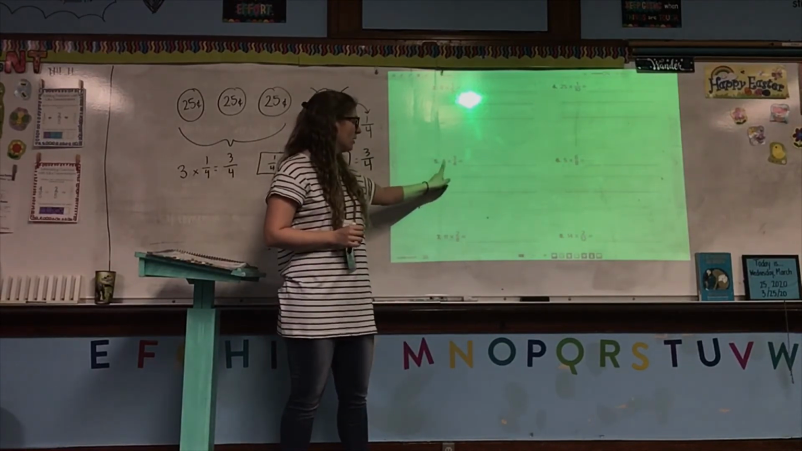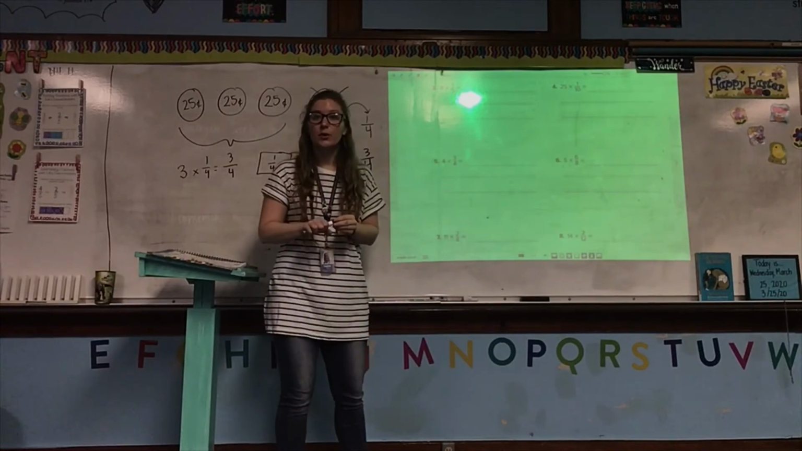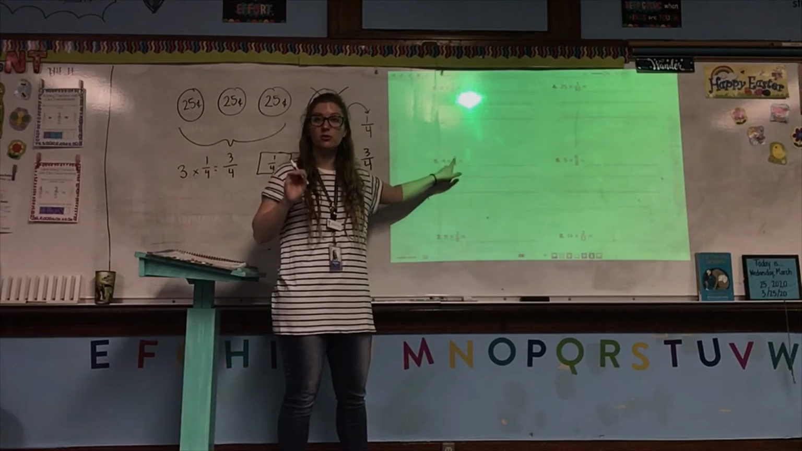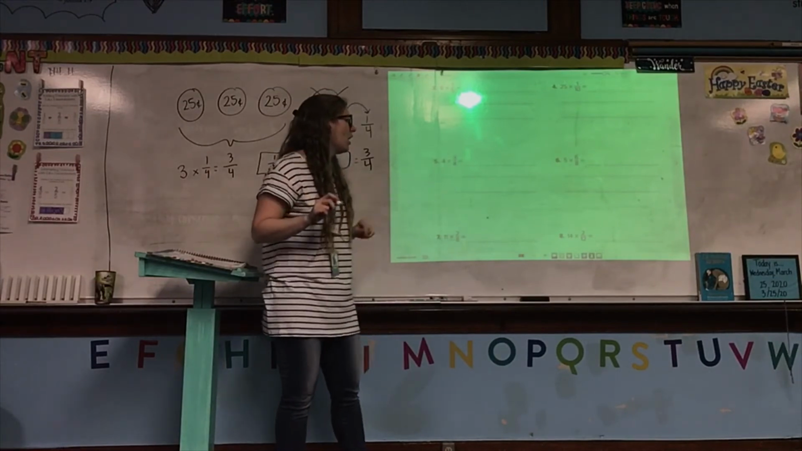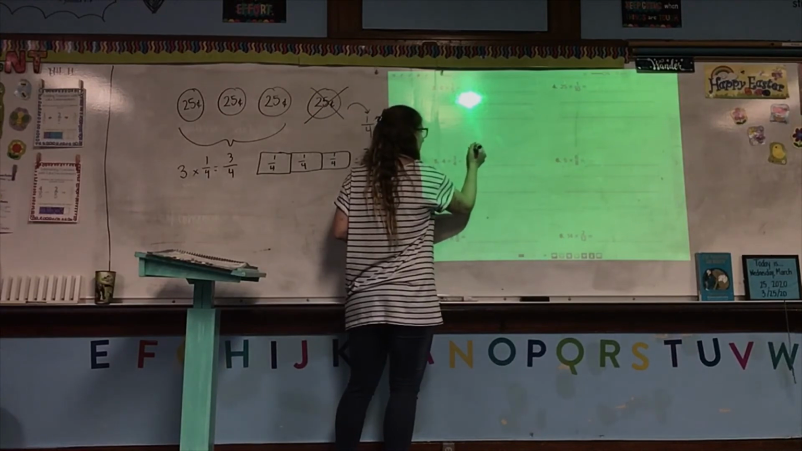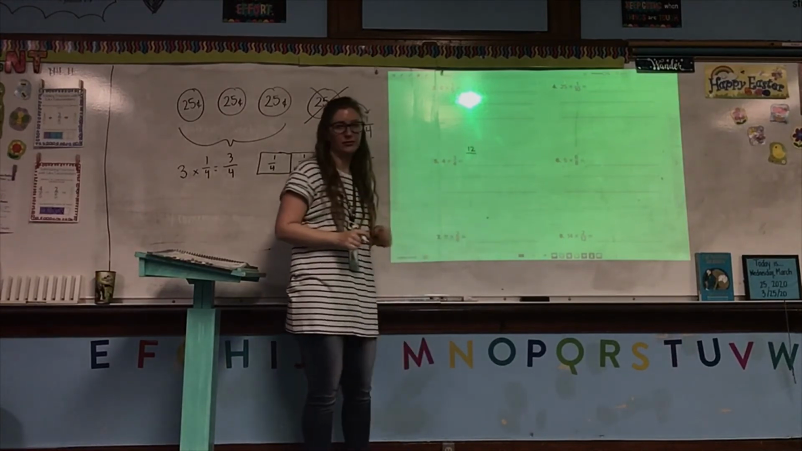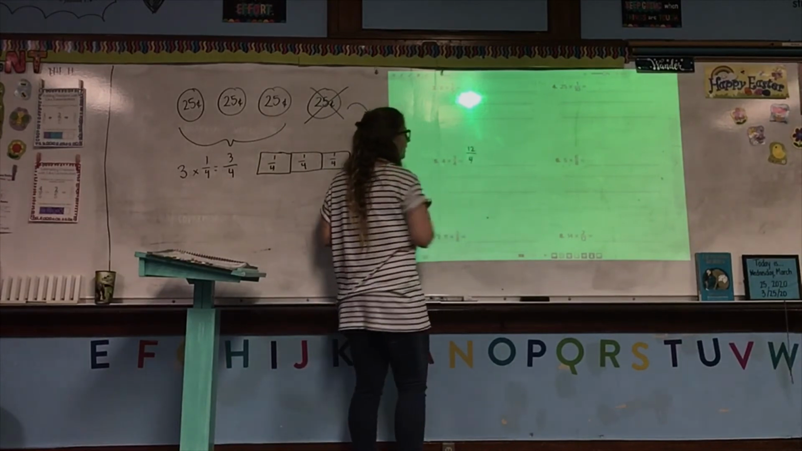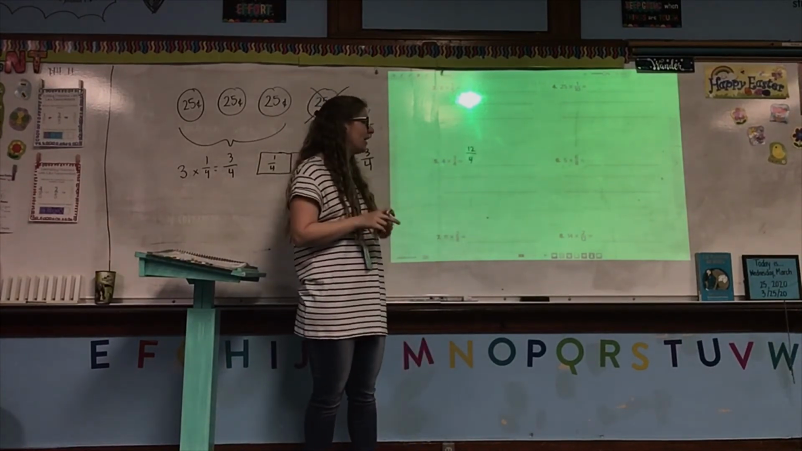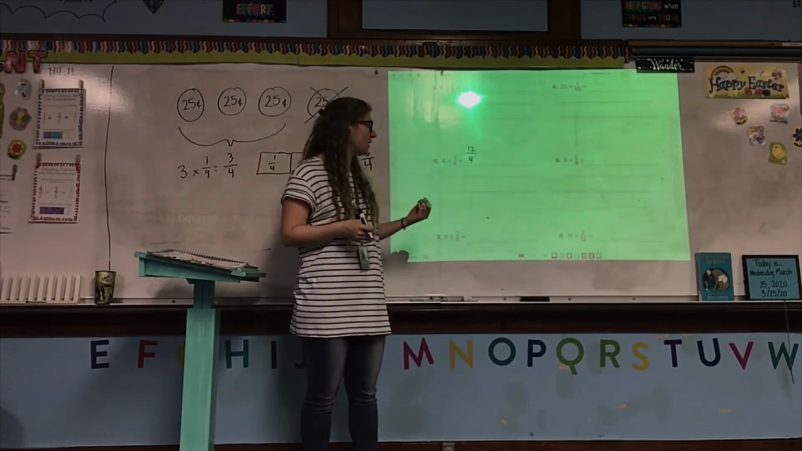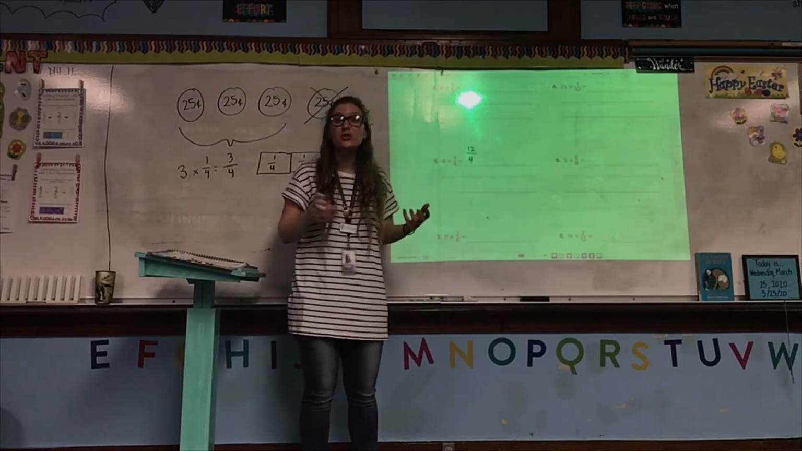So we have 4 times 3/4. Step 1, we're going to take our whole number and multiply it by the numerator of our fraction. So 4 times 3 equals 12. Now we're going to keep the denominator the same, which is 4. So we have 12/4. That's an improper fraction, so we do need to fix it.